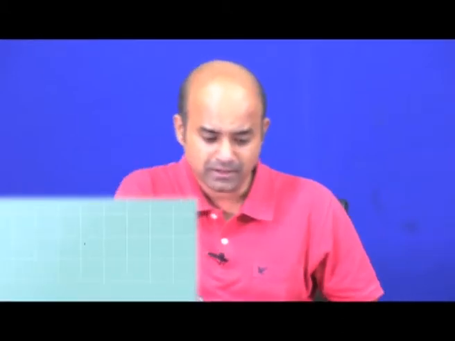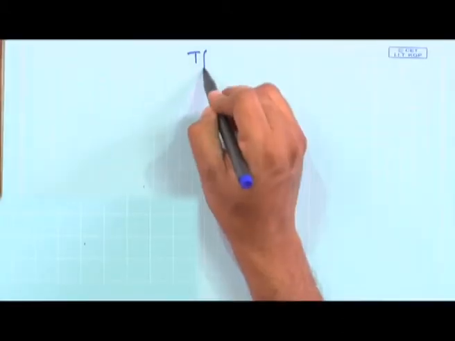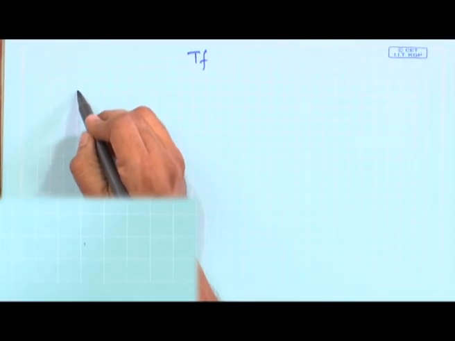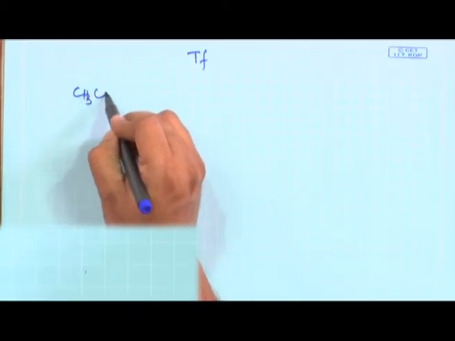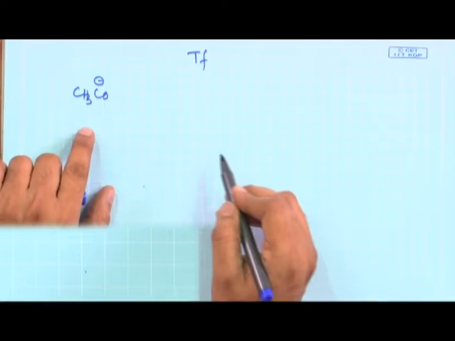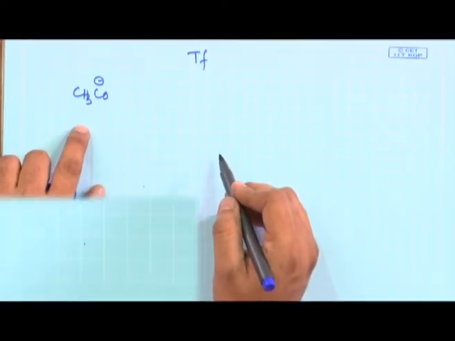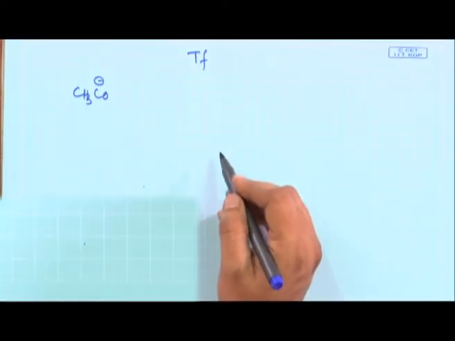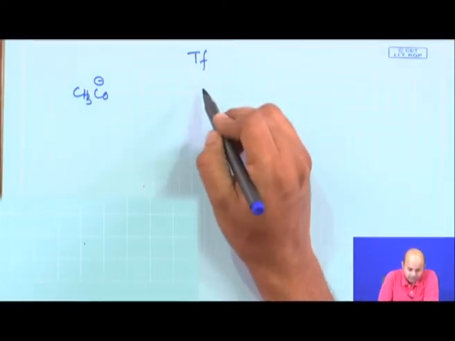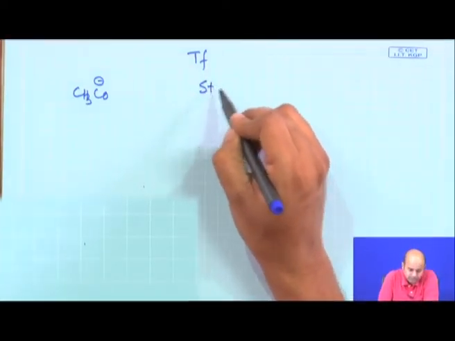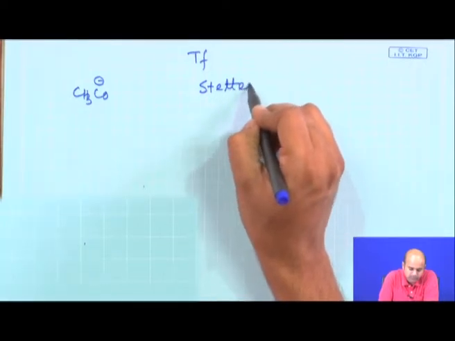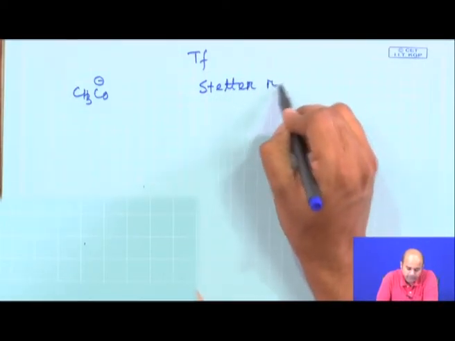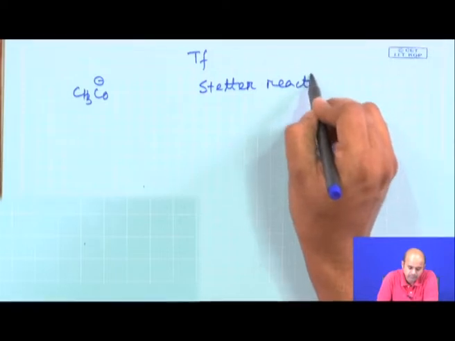tricks or tactics. Sometimes I will ask you whether there is any direct reaction you can think of for doing this transformation, means is there a way you can generate this kind of umpolung species in situ, I mean in the reaction mixture? Answer is yes. There is a single step transformation known, which is known as the Stetter reaction.